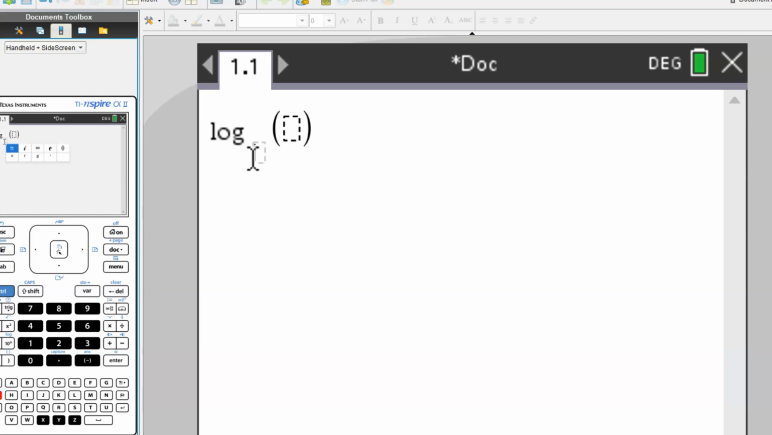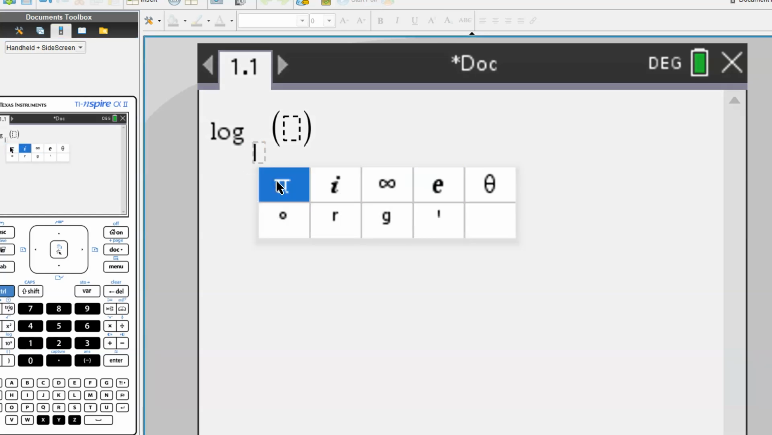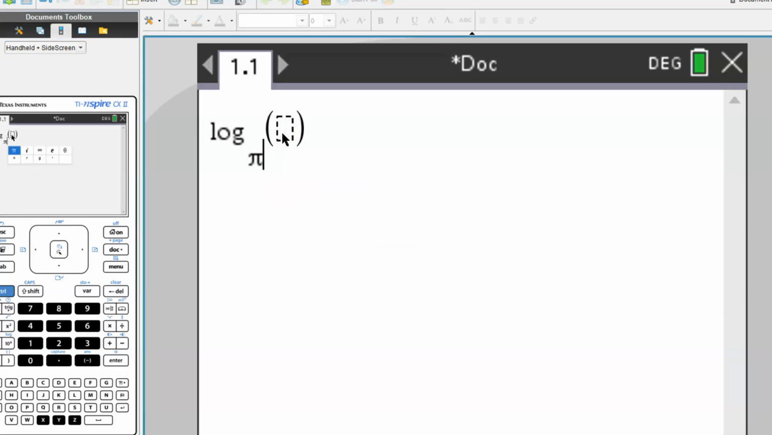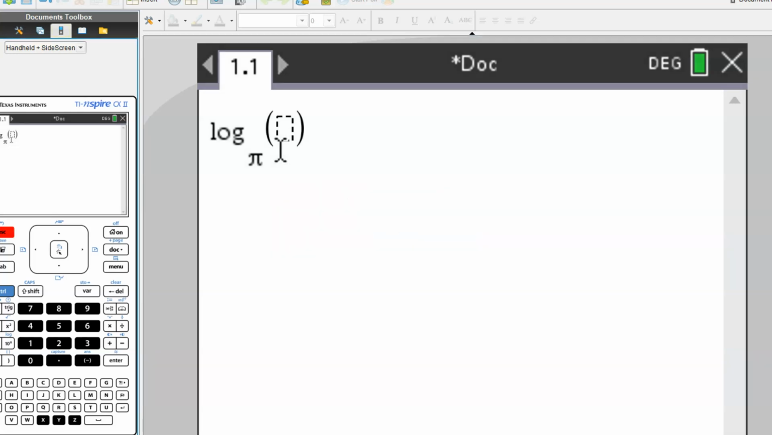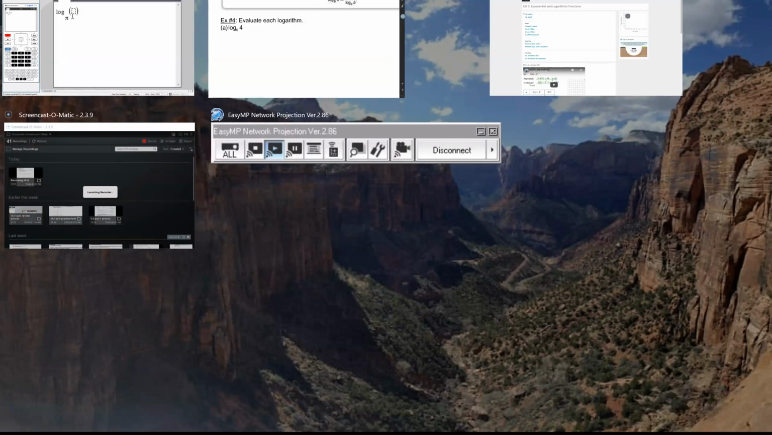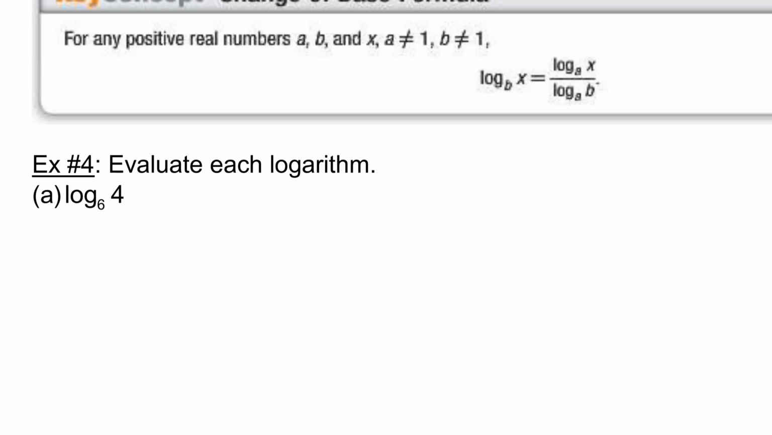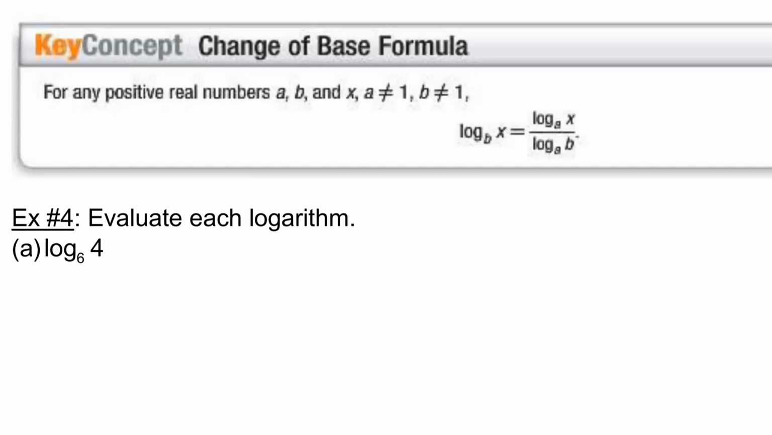So cool thing is I could even put pi as my base. So we could put anything as our base. It doesn't just have to be E or the common log.